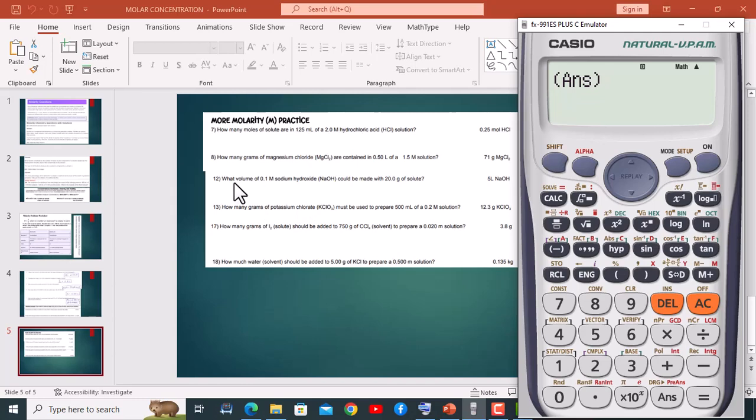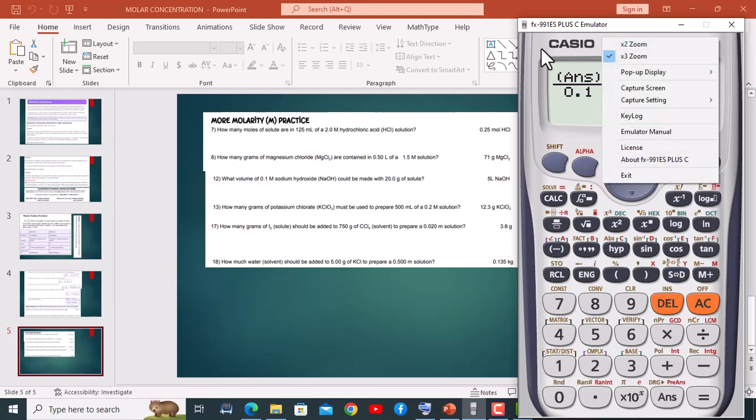And what is it that they are looking for? They are saying what volume of this. So they are looking for volume. So concentration equals number of moles divided by volume. Therefore, volume equals number of moles divided by the molar concentration of a solution, which is 0.1. And this should give me the amount of liters that are required.